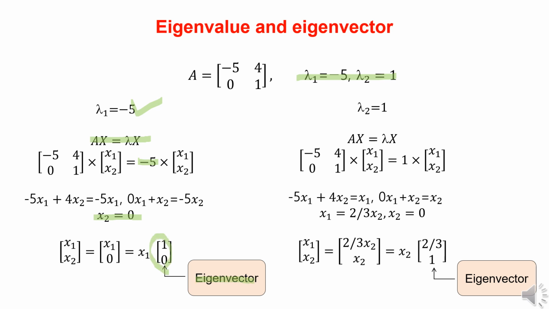Next, for the eigenvalue of 1, we can use the same method of matrix multiplication. Solving it, we get the eigenvector 2, 3, 1. By following this approach, we can obtain eigenvalues and eigenvectors.